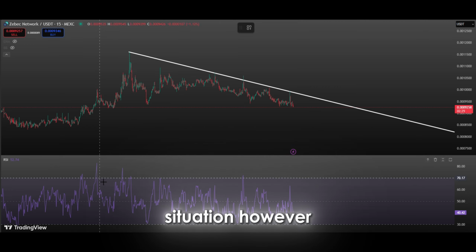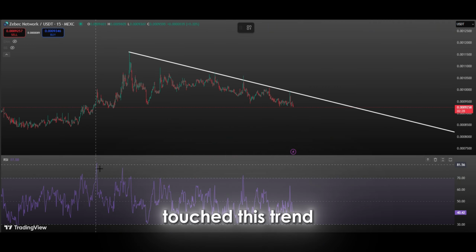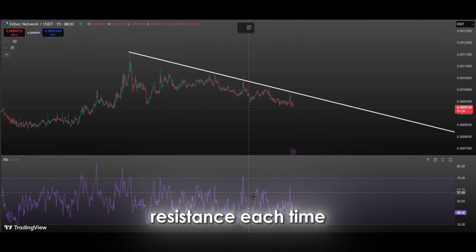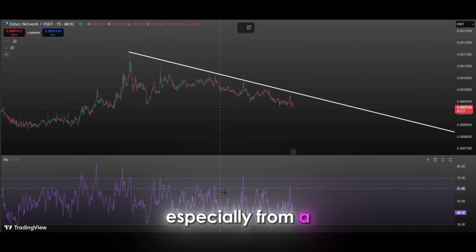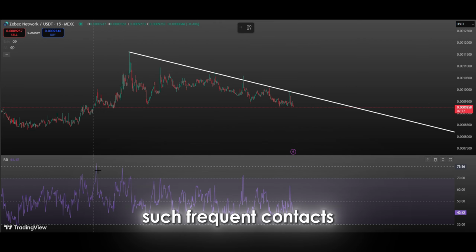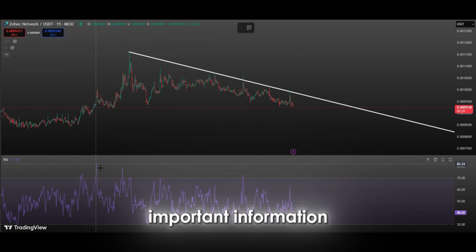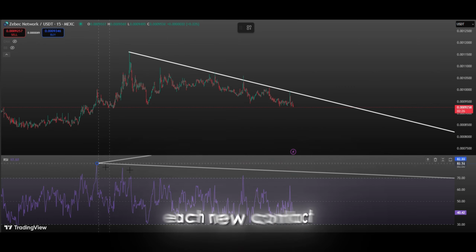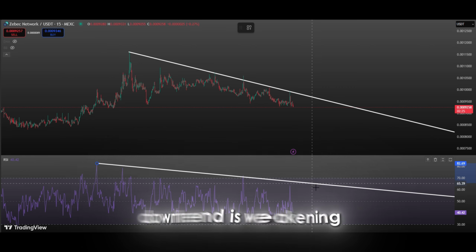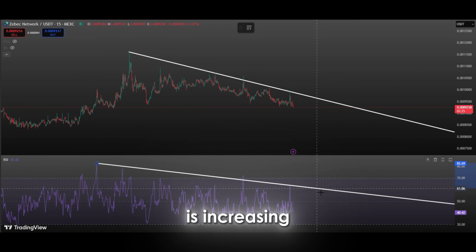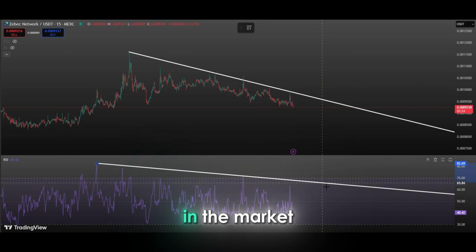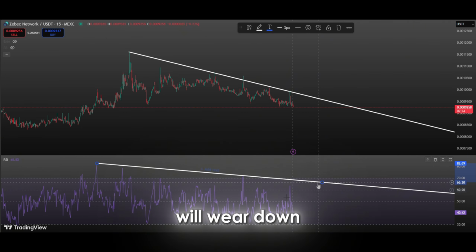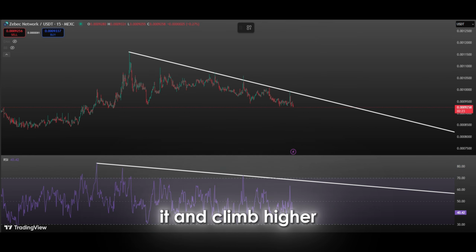In the current situation, however, the RSI has touched this trend line several times and has met resistance each time. Especially from a technical analysis point of view, such frequent contacts provide us with important information. Each new contact indicates that this downtrend is weakening and the probability of a breakout is increasing. Because the more often a line of resistance is tested in the market, the more likely it is that the barrier will wear down over time and the price or the indicator will break through it and climb higher.